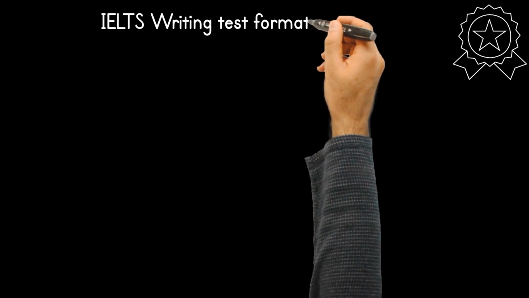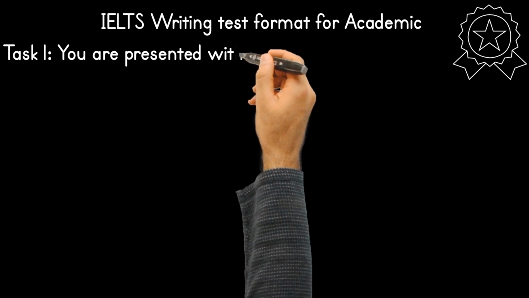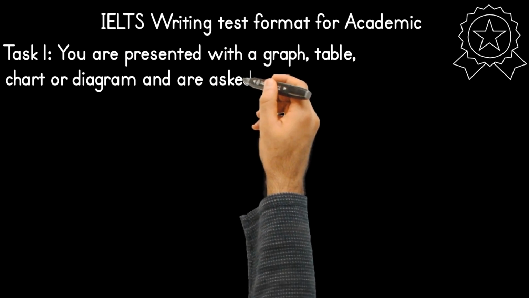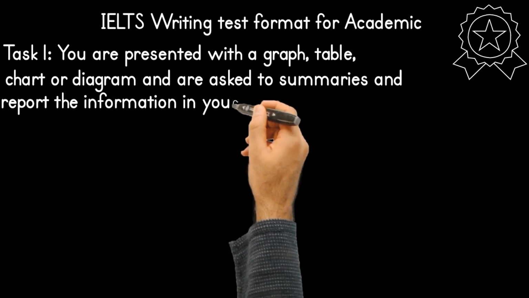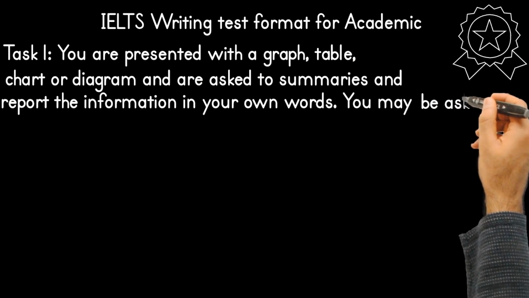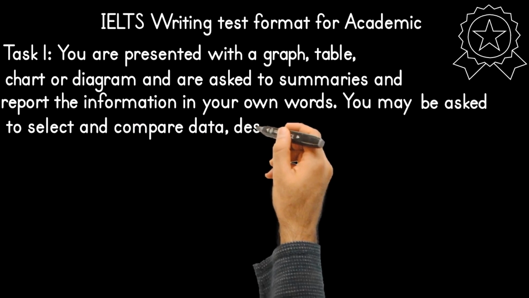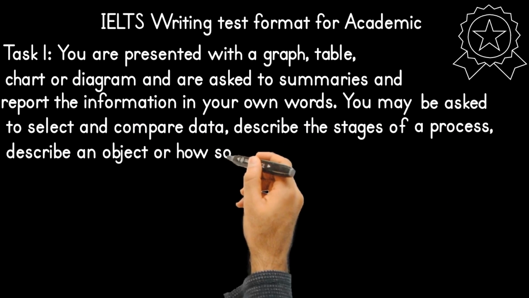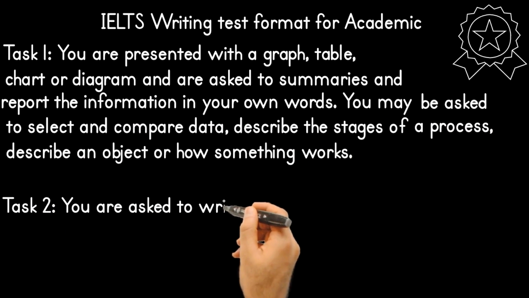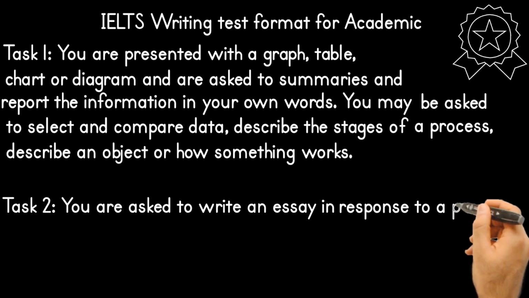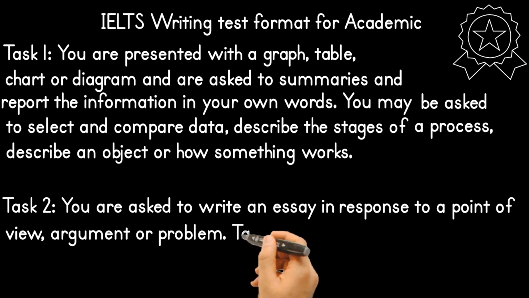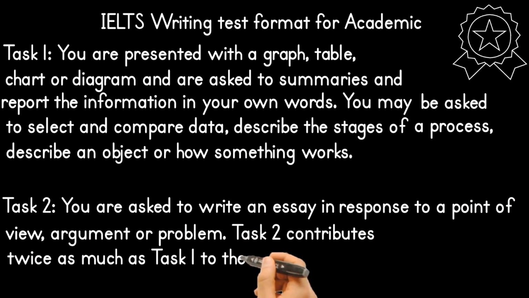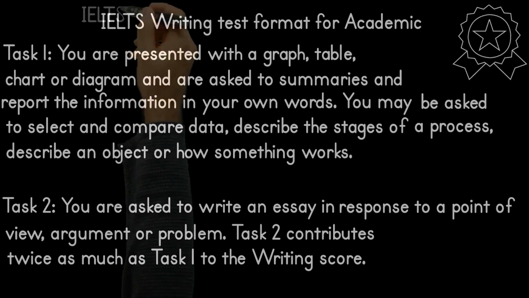IELTS writing test format for academic. In Task 1, you are presented with a graph, table, chart or diagram and are asked to summarize and report the information in your own words. You may be asked to select and compare data, describe the stages of a process, describe an object or how something works. In Task 2, you are asked to write an essay in response to a point of view, argument or problem. Task 2 contributes twice as much as Task 1 to the writing score.